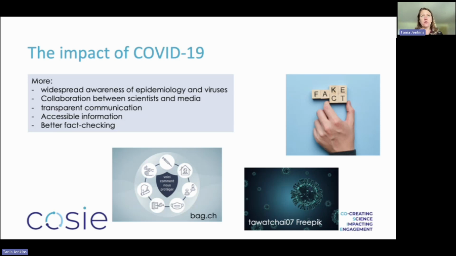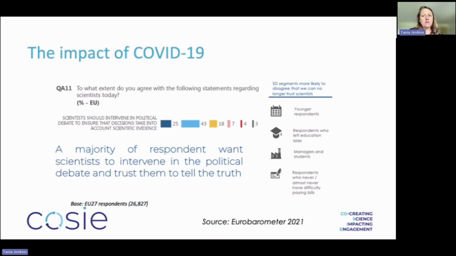At the time as well, which unfortunately is not so the case right now, there was also proactive misinformation management. And so it meant that everyone was working together to try and communicate the science of COVID more effectively. As a result, science became more humanized, trust in science increased, and the pandemic pushed the importance of expert guidance. And so the Eurobarometer that was conducted later on showed that a majority of respondents wanted scientists to intervene in the political debate and trust them to say the truth.